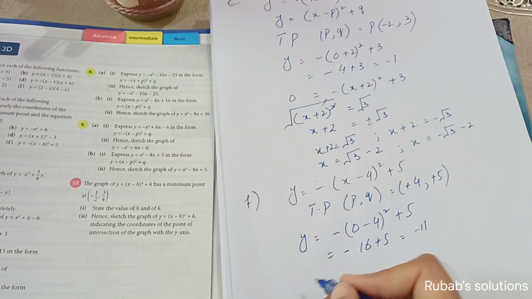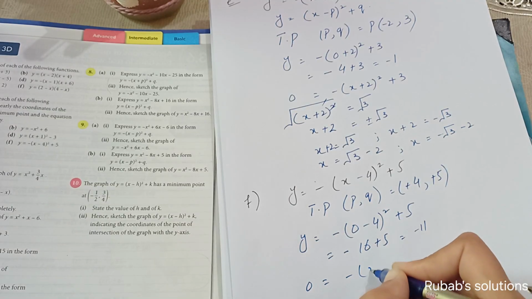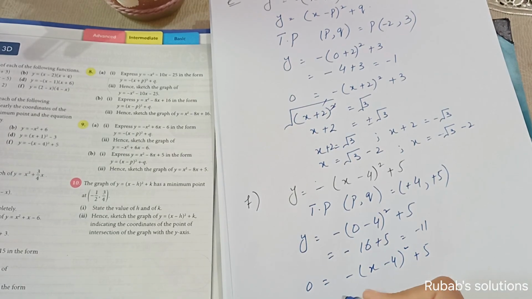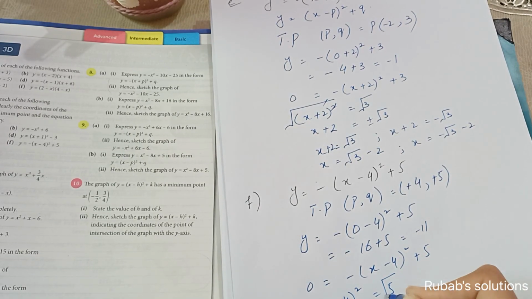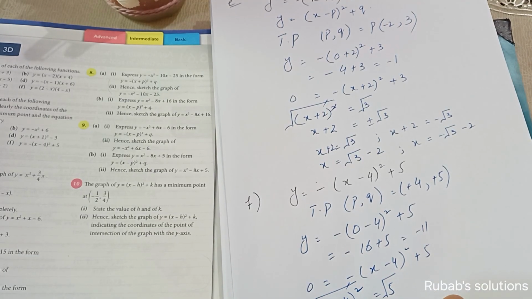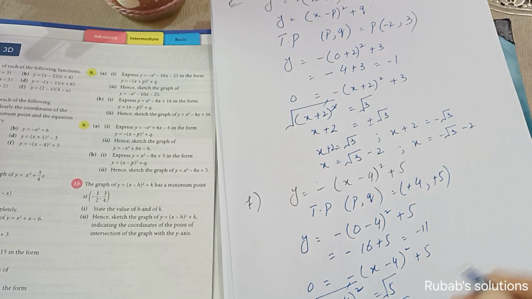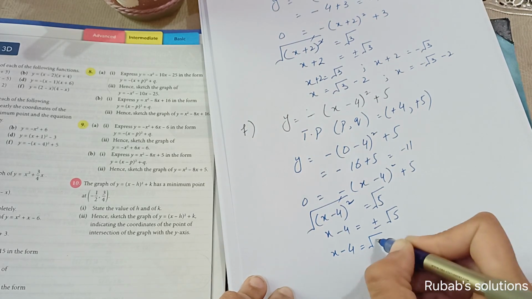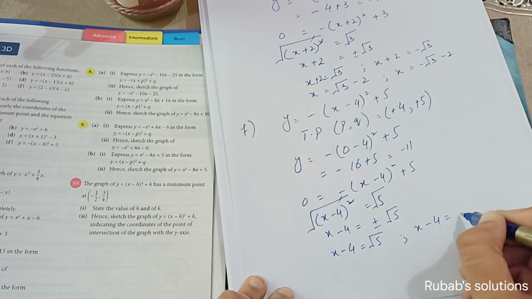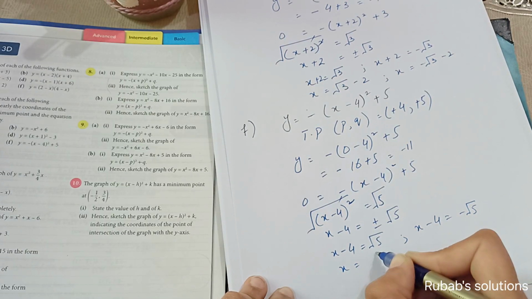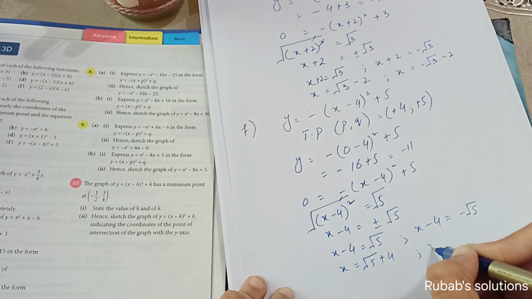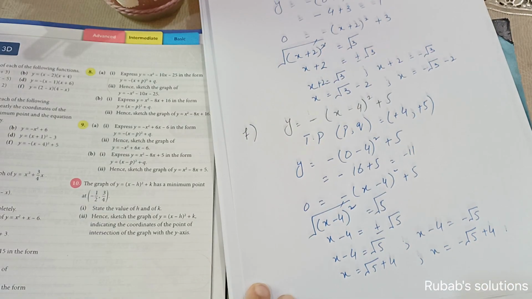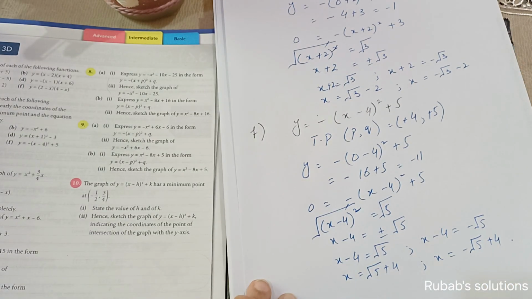For x, put y equal to 0. So it's minus (x minus 4) whole square plus 5. This will shift to the other side. It will become (x minus 4) whole square equal to 5. Taking the square root on both sides, it will become x minus 4 equal to plus minus square root of 5. So from here x minus 4 is equal to plus square root of 5, and on the other side x minus 4 is equal to minus square root of 5. So from here, square root of 5 plus 4, and on the other side obviously minus square root of 5 plus 4. So with the help of these, we will obviously sketch our graph.